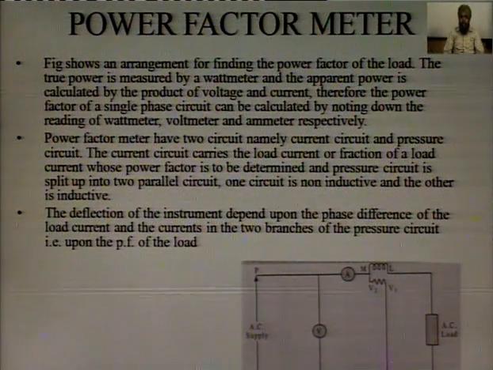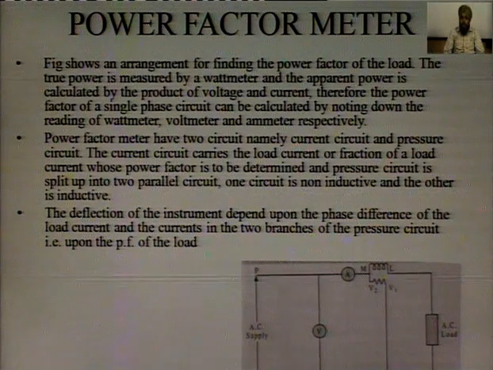One circuit is non-inductive and the other is inductive. The deflection of the instrument depends upon the phase difference of the load current and the current in the two branches of the pressure circuit, that is, upon the power factor of the load.